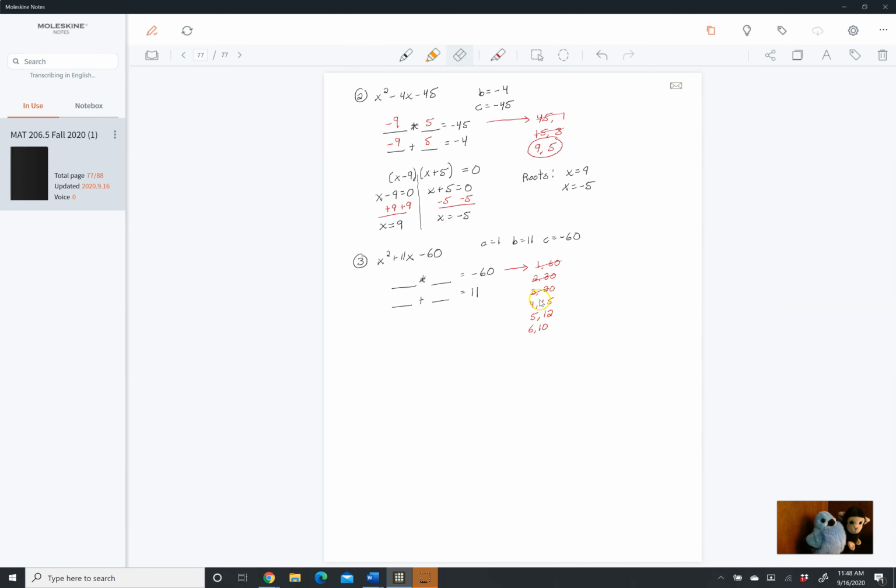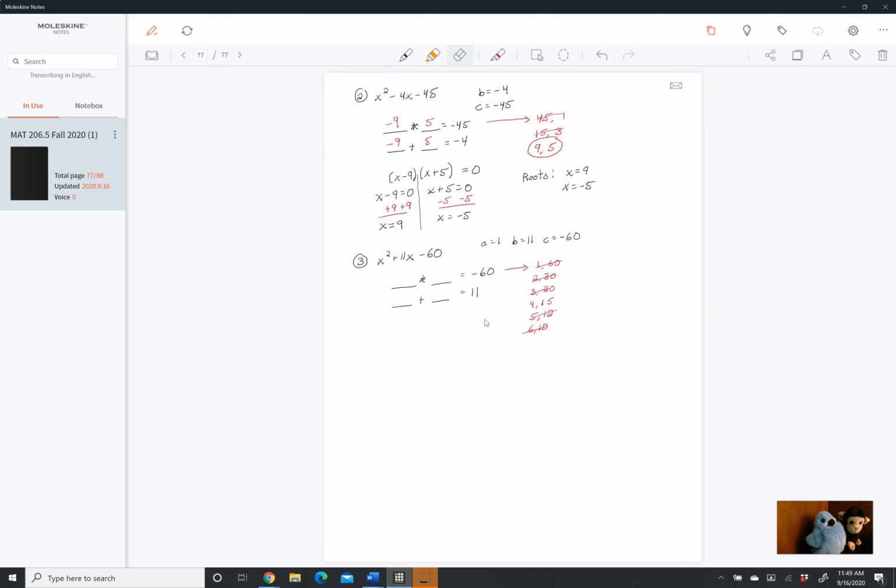If you add 4 and 15, you get 19, but if you subtract, you get 11. So this works. Let's just double check the others. 5 and 12 gives you 17, but 12 minus 5 gives you 7. This can't work. 6 and 10 is 16, 10 minus 6 is 4, can't work. Notice I'm doing that. If you could get a negative number, that doesn't matter. But if you can't get the 11 by adding or subtracting, then don't even bother.